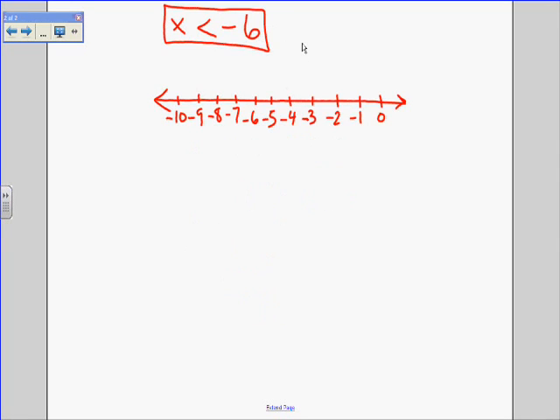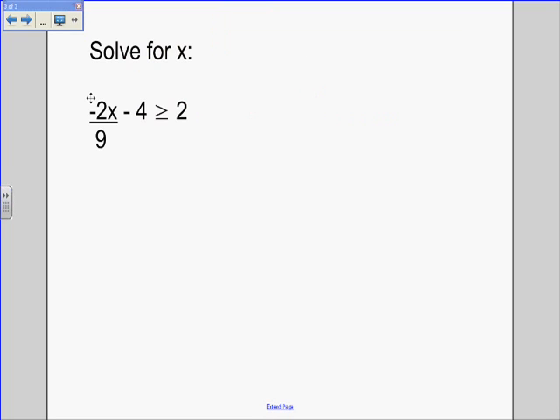If I asked you to graph our answer on a number line, because it's x is less than negative 6, what we would do is we would start at our negative 6 value. And because it's less than and not less than or equal to, the way that we would show that negative 6 is not included is by drawing an open circle, so a circle that is not colored in. And we want our x values to be less than negative 6. So we're looking at the values that are to the left here in that negative direction.